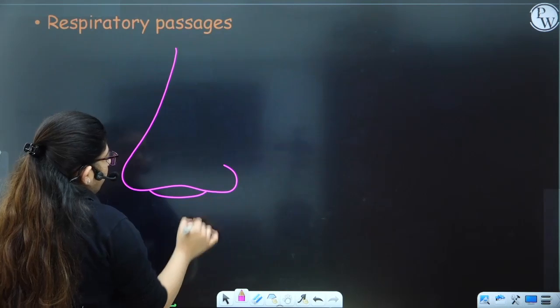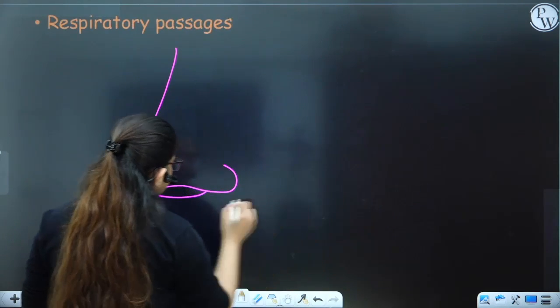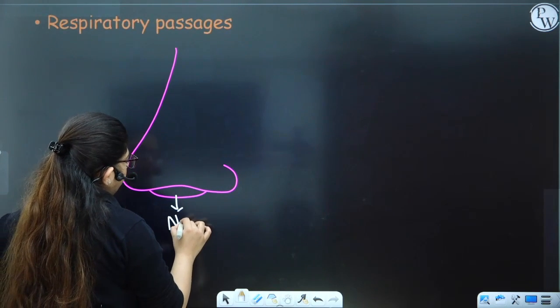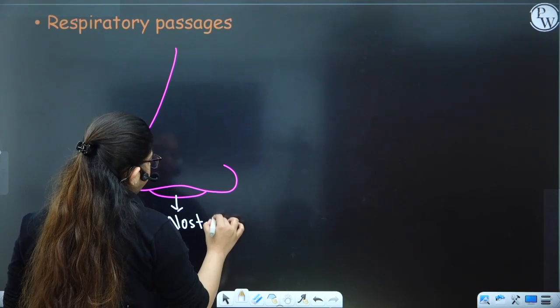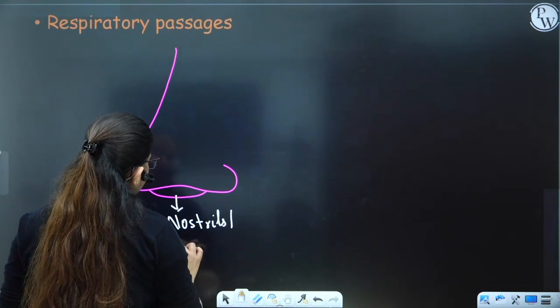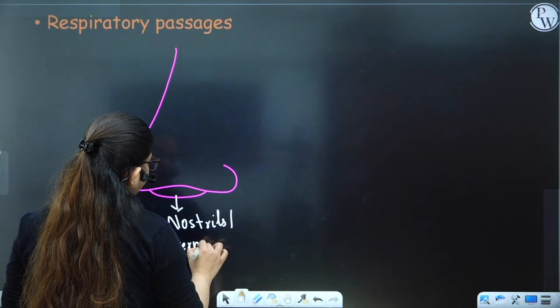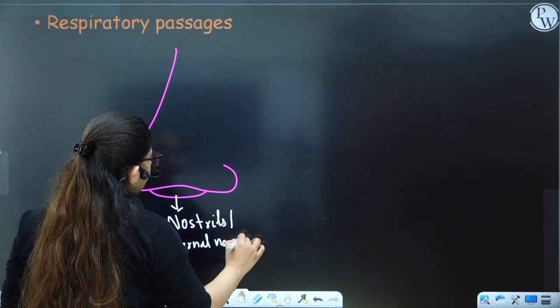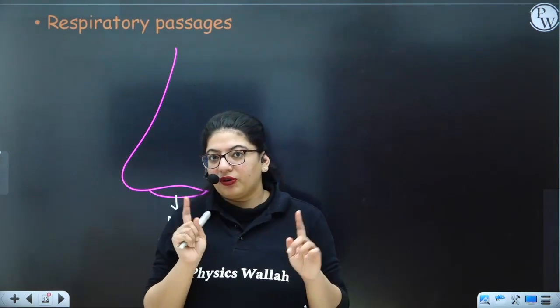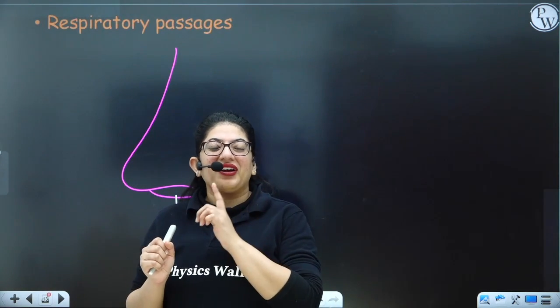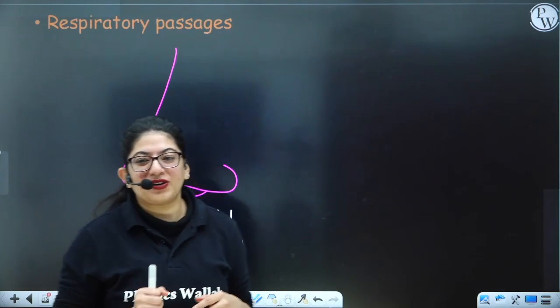Okay, this is the nose. The openings of the nose are known as nostrils, or external nares. So these two openings here are your external nares, or nostrils.